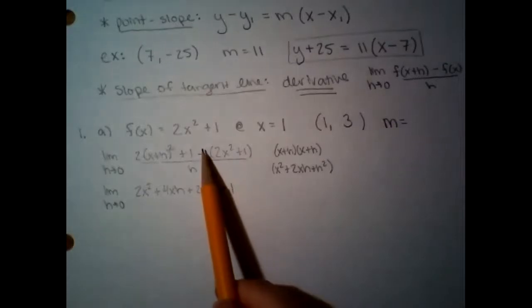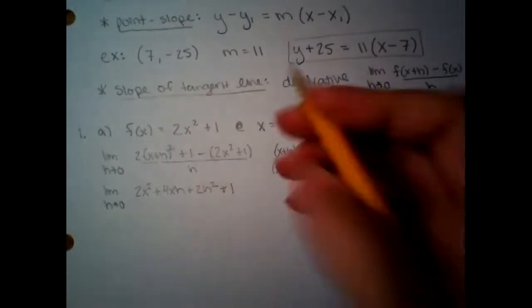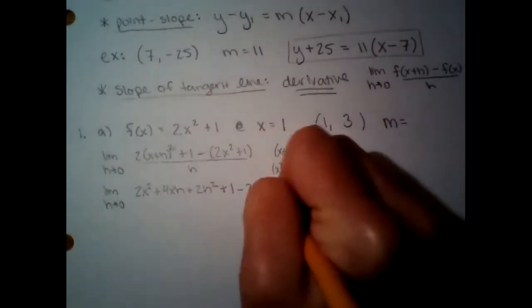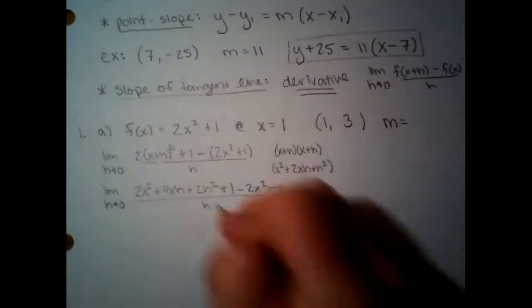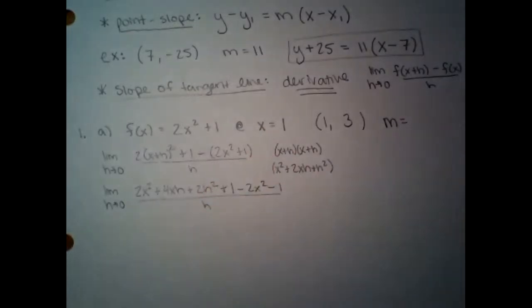And then I'm going to distribute this negative sign into these parentheses. So minus 2x squared minus 1, all over h. All right, guys, what's going to cancel? Just go ahead and type it in the chat. We want stuff to go away. This is the step where things should leave.